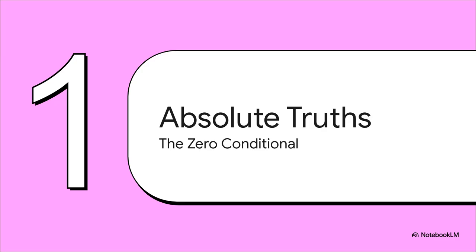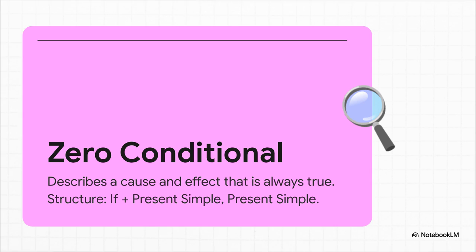Okay, first tool for the box. Rule number 1 is what we call the zero conditional. You can think of this as the foundation for our entire toolkit. It's all about things that are absolute, undeniable truths. So what is the zero conditional? Well, it's super straightforward. It's for stuff that's always, always true. We're talking scientific facts, general truths, things that are 100% certain. And the structure is just as simple. If you do this, this thing happens. Present simple and present simple.